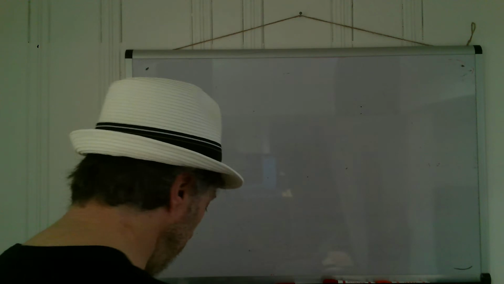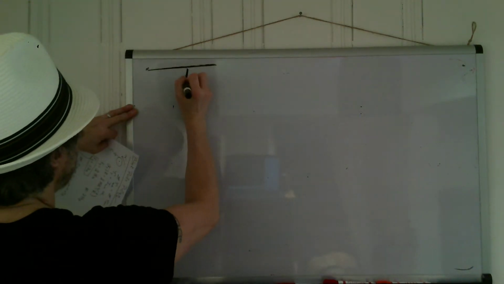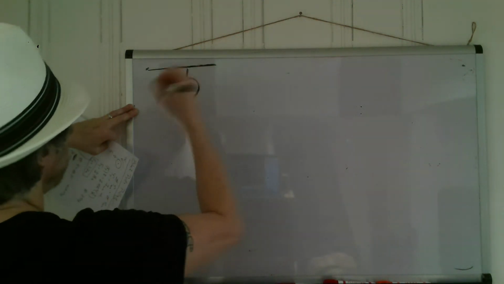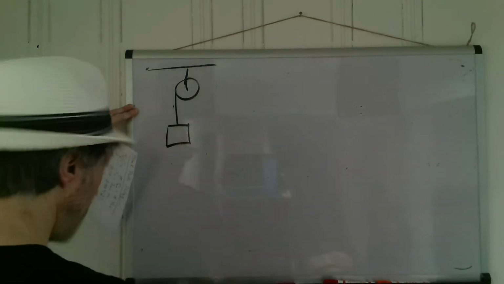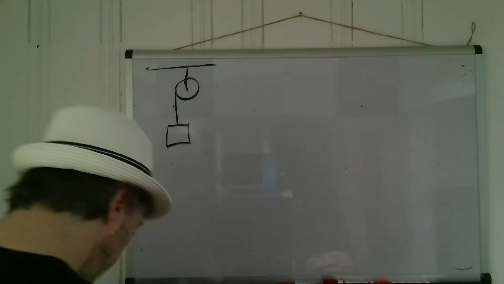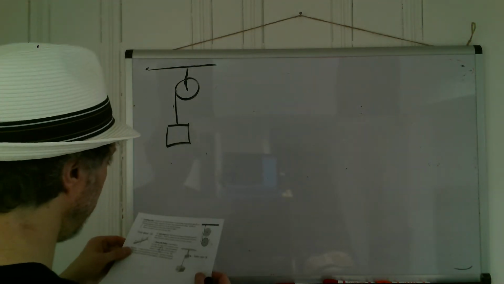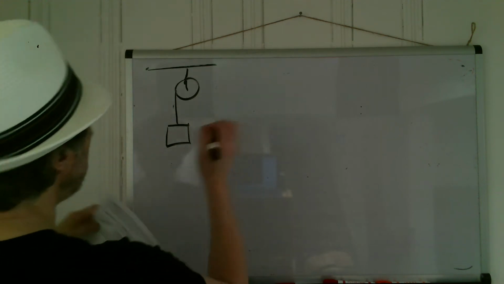But the idea behind this block pulls pulley problem is you've got your ceiling with a pulley hanging from it. All right, and the pulley is not massless. In other words, it has mass, and then there's a block hanging from it. All right. And so what do we know? Let's take a minute and write out our givens.